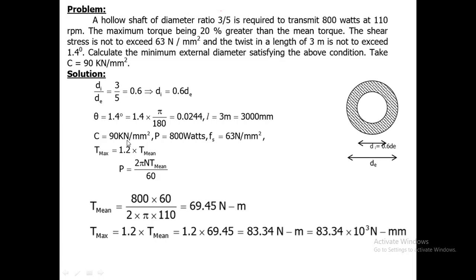Similarly, the same problem is given, and here the maximum torque should not exceed the mean torque by 20%. So the maximum torque is 20% greater than the mean torque. In the power equation we first get the mean torque, and then you multiply it by 1.2 to get the maximum torque. And this is a hollow shaft. Once we get the maximum torque, that torque you have to use in the torsion equation.